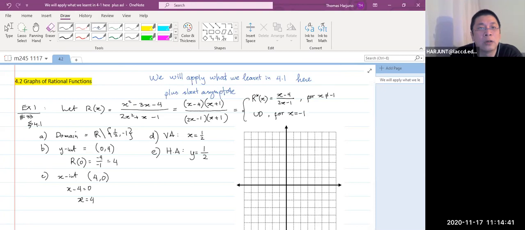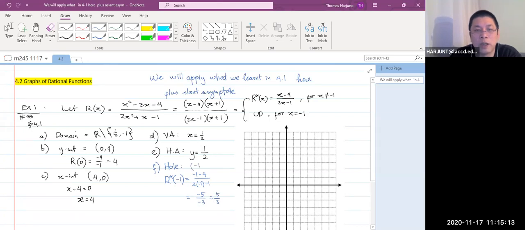Now, as an extra, let's put in one more. Find the coordinate of the hole. The hole will be at x equals -1, and you plug that into the simplified version. That will be -5 over -3, that's 5/3. So the coordinate of the hole will be (-1, 5/3).